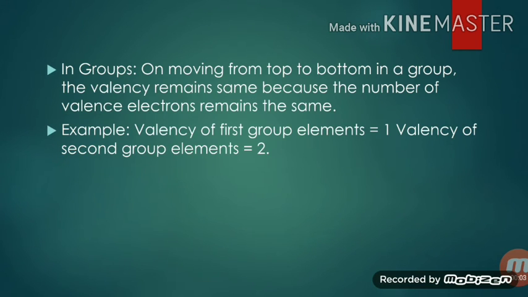In groups, on moving from top to bottom in a group, that is from hydrogen to the last atom in one group, in the first group the valency remains the same. The valency will remain the same in the same group, right? Because the number of valence electrons remains the same. For example, the valency of first group elements is equal to 1. The valency of the second group is equal to 2.